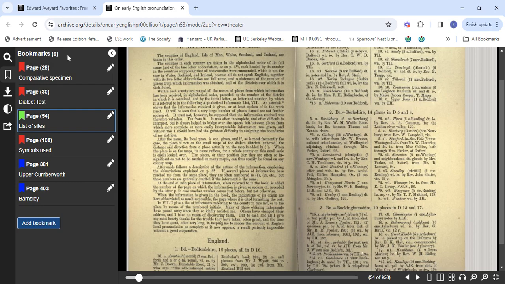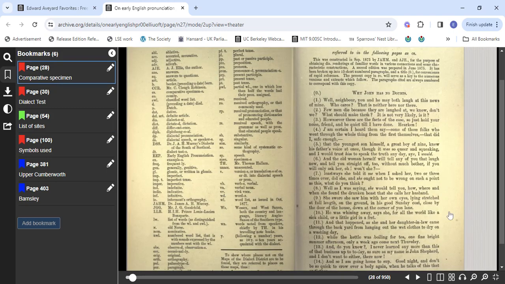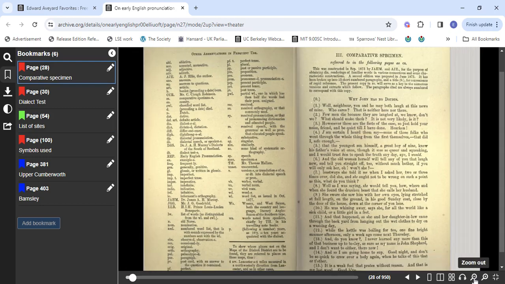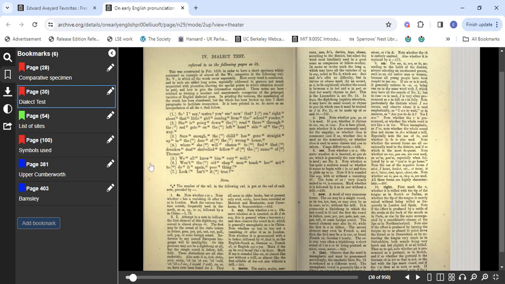So, how did he do this? Well, he had a few different methods, and these changed over time, actually. He refined his methods as he went, like any good scientist. But there are two main things. One is the comparative specimen, "Why John has no doubts." That's quite a long one. There was a shorter one called the dialect test.